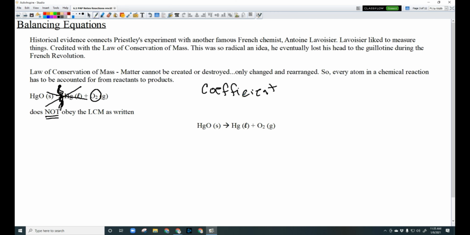My spelling is horrible. All right, so a coefficient is a number that you put in front of a chemical compound, and it multiplies how many of that compound that we need. You cannot balance an equation by adding subscripts like this, because a subscript is going to change the chemical formula, and we do not want to change the chemical formula. We just want to change how many of that formula that we have. And so we do that by adding coefficients in front of these compounds.